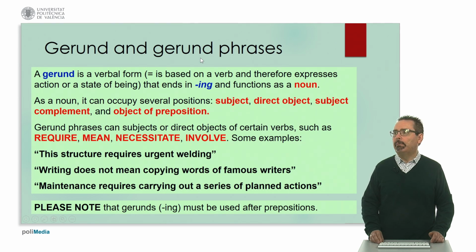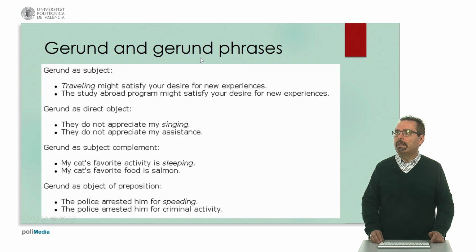Here we have some examples. This structure requires urgent welding. Writing doesn't mean copying words of famous writers, and maintenance requires carrying out a series of planned actions. We have to bear in mind and remember that gerunds, -ing forms, must be used after prepositions. Gerund then can be a subject, direct object, subject complement, and object of preposition.